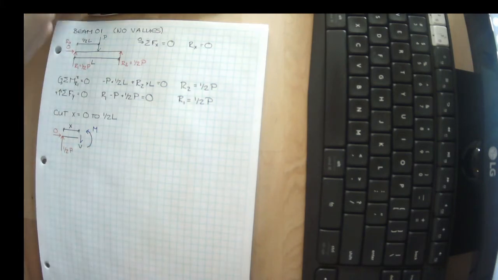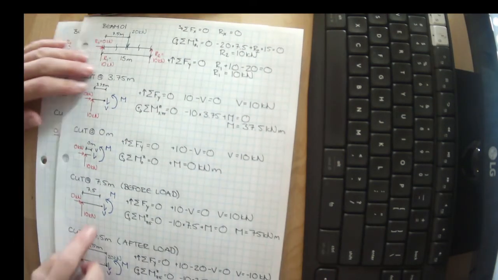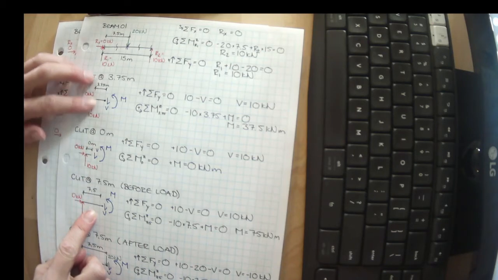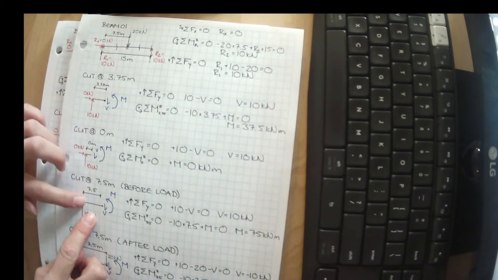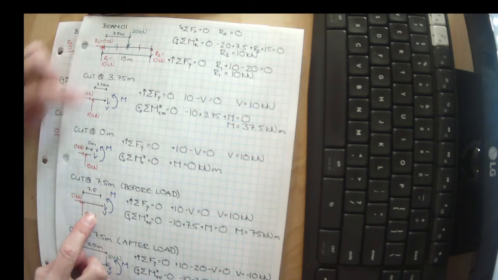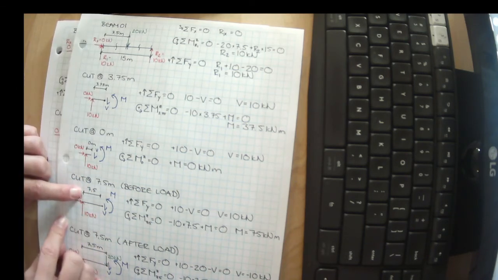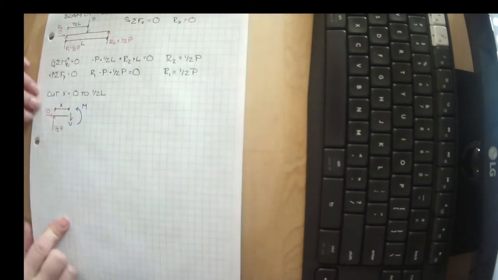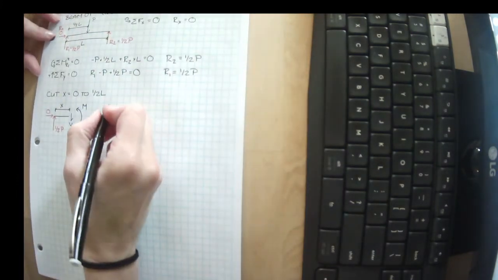So this looks exactly like all of those sections that we cut in between 0 and P. We just happened to pick what X was. We picked one where X was 0, we picked one where X was 3.75, and we picked one where X was 7.5. But we're using an unknown placeholder X here now.